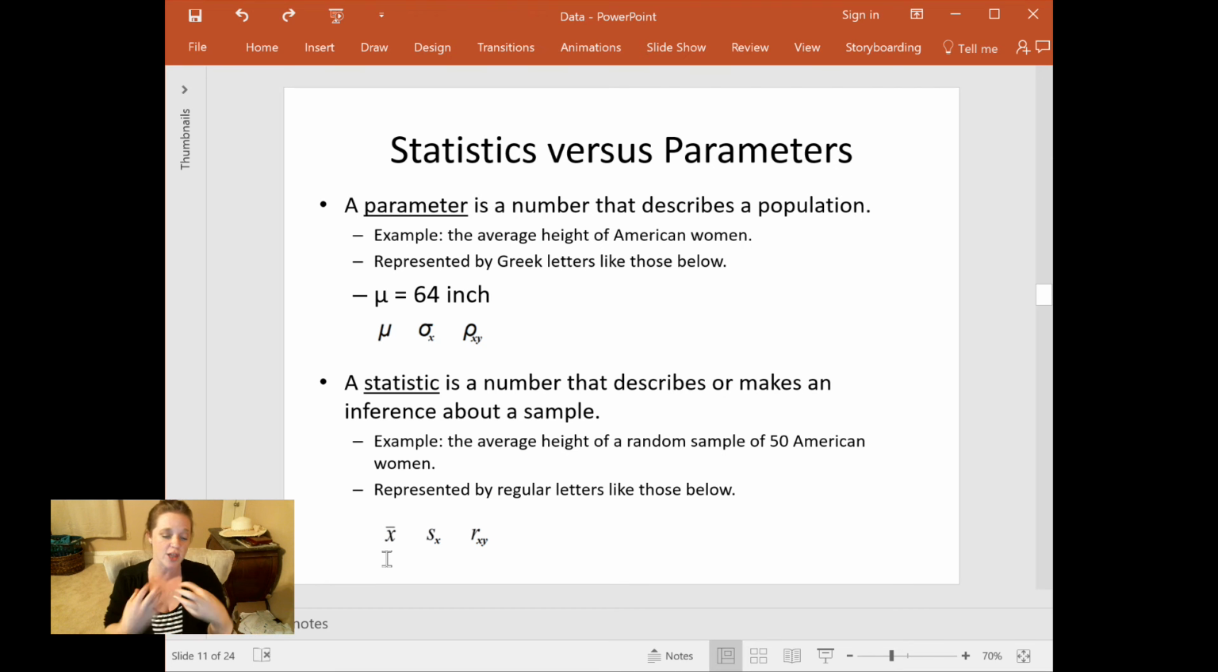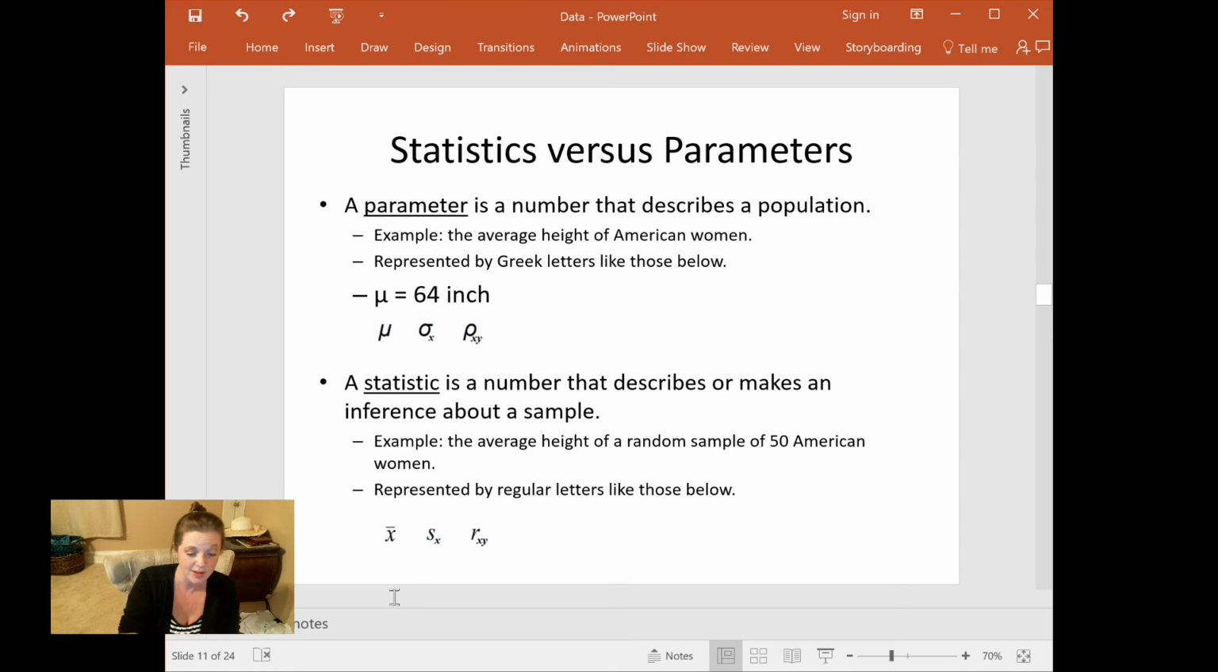And so let's use the average height example again. If I grab 50 women and I calculate the average height of those 50 women, that is going to be a statistic, and I'm going to symbolize that with this symbol here. This symbol is called X bar, so named because it's an X with a bar on top. That's really what it's called. It's just the symbol that represents an average for a sample on a particular variable. Like there might be X bar equals 64 or 64 and a half or whatever the average height is for that sample.